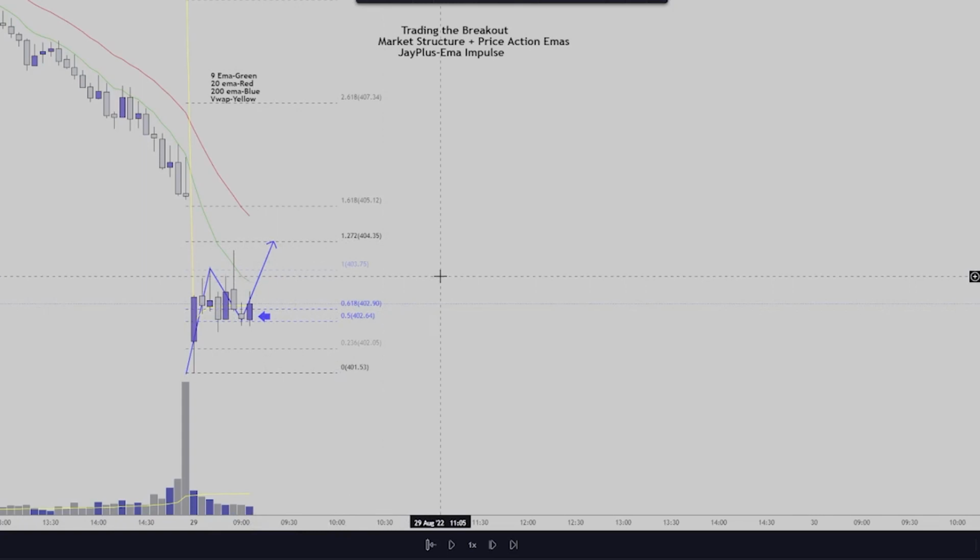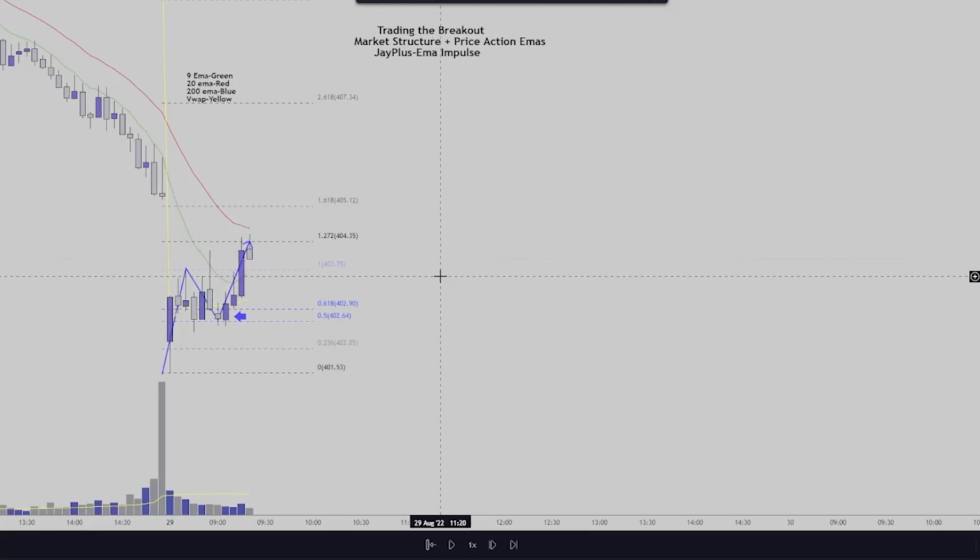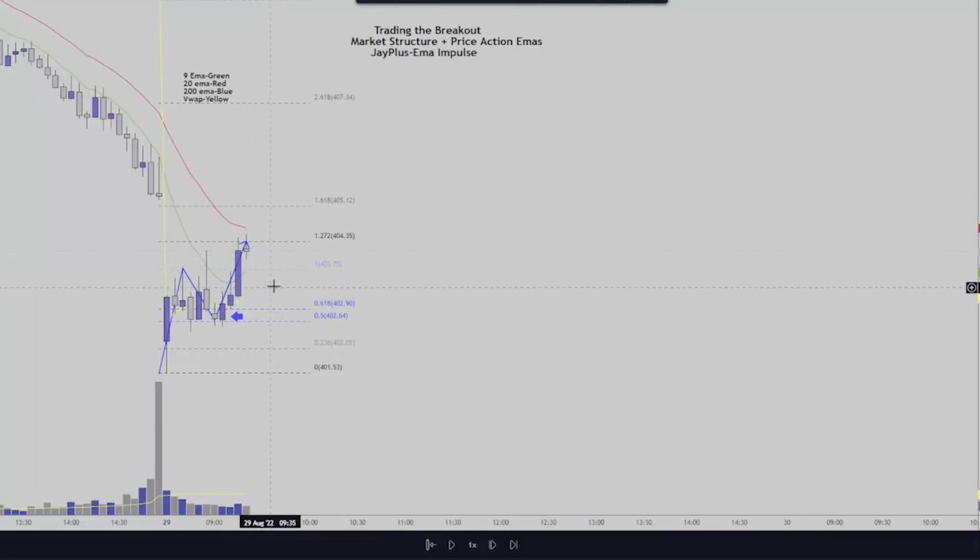Just wanted to give you guys a little idea as to why I started here. Let's keep playing price action. I do have this on replay mode on the 5-minute time frame. The 1.272 has been hit, and most of the time, not always, it also acts as resistance for the next pullback back down. So that being said, let's get rid of this.